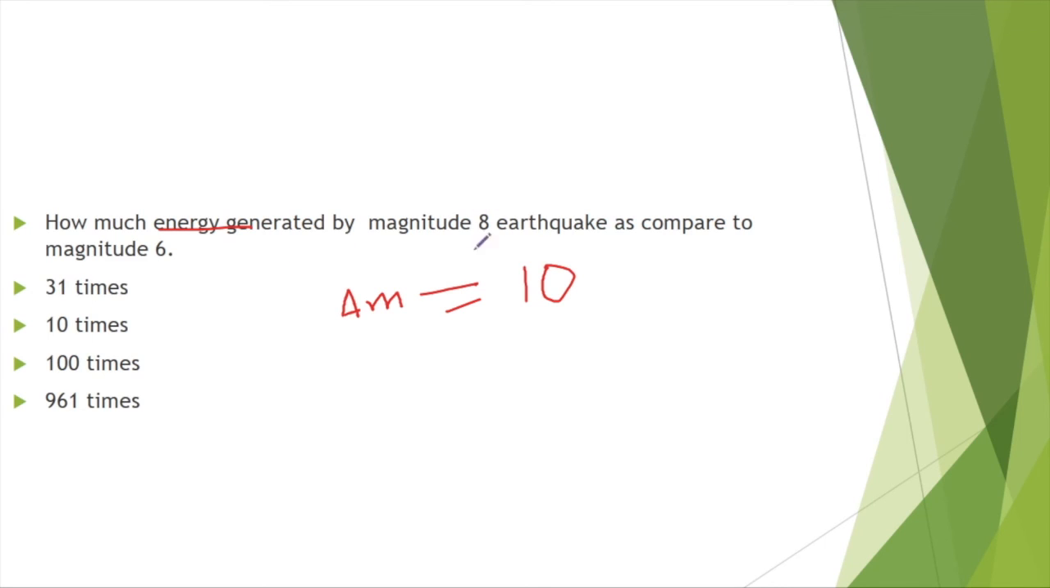So here we have two steps more, right? So the first thing is magnitude 6 and the next one is magnitude 8, means 31 into 31. That is equal to 961 times. So remember, energy increases 31 fold or 31 times in every successive Richter scale value, and amplitude increases 10 times in every successive Richter scale value. So the right answer is 961 times.